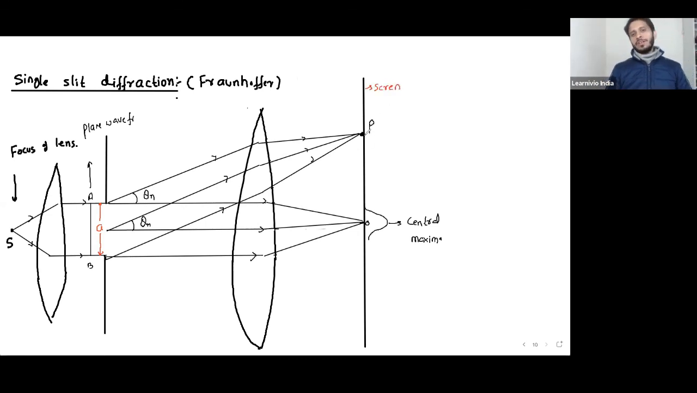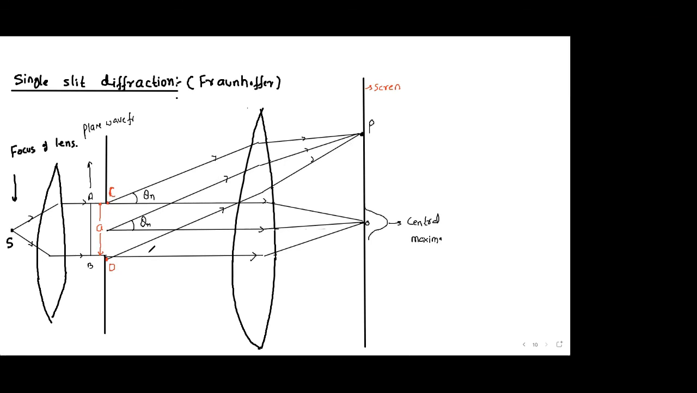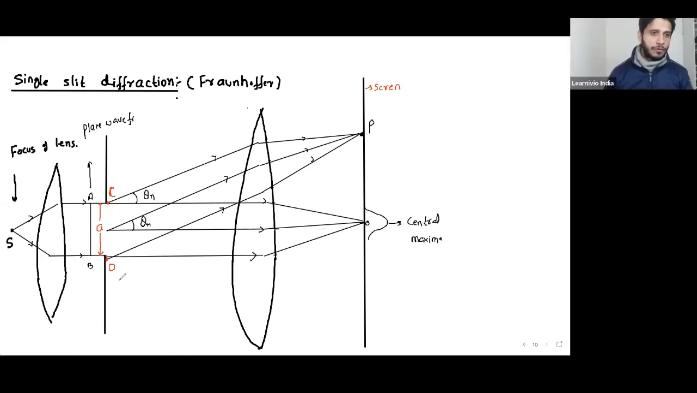Now to decide whether this point P is a minima or maxima, you need path difference. I call this point C and this point D. So the waves at P are coming from C and D. Can you tell me which set of waves is covering more path, the wave from C or the wave from D? From D, yes. They are covering a larger distance, right?